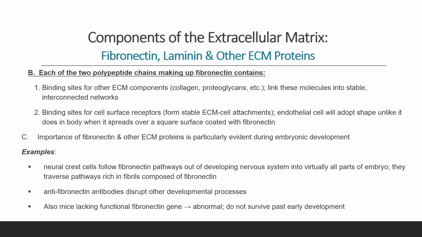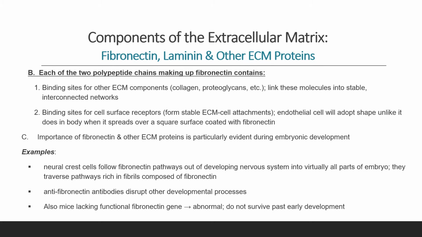Each of the two polypeptide chains making up fibronectin contains binding sites for ECM components like collagen and proteoglycans, and this links the molecule into stable interconnected networks. There are also binding sites for cell receptors, which form stable ECM cell attachments, and an endothelial cell will adopt a shape unlike it does in the body when it spreads over a square surface coated with fibronectin.